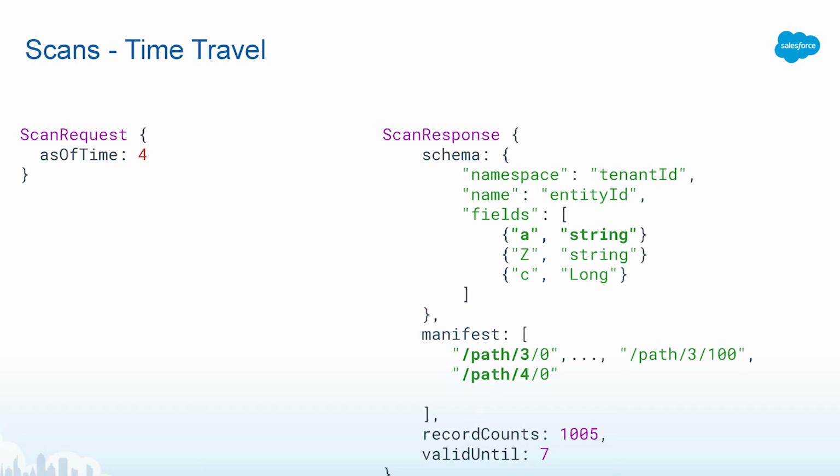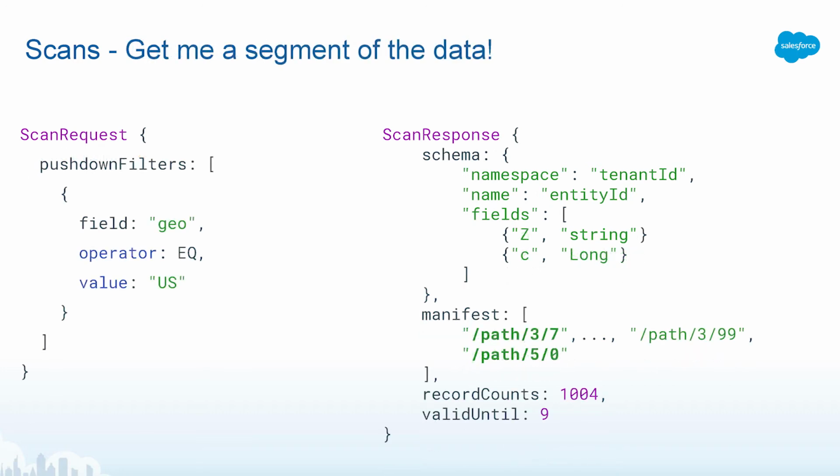Ideally, that API should also support time travel. So through a parameter, for example, as of time 4, you should see two differences here. You still see field A, because it was not deleted at time 4. So it's A, Z, and C. And you don't see the latest blobs of data, because they were not there as of time 4.